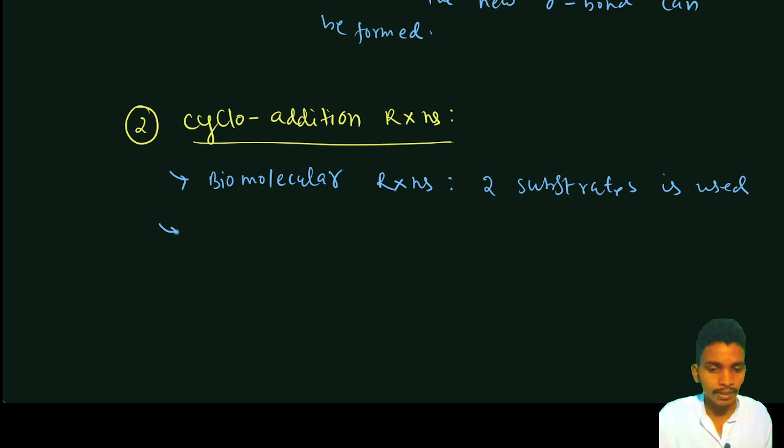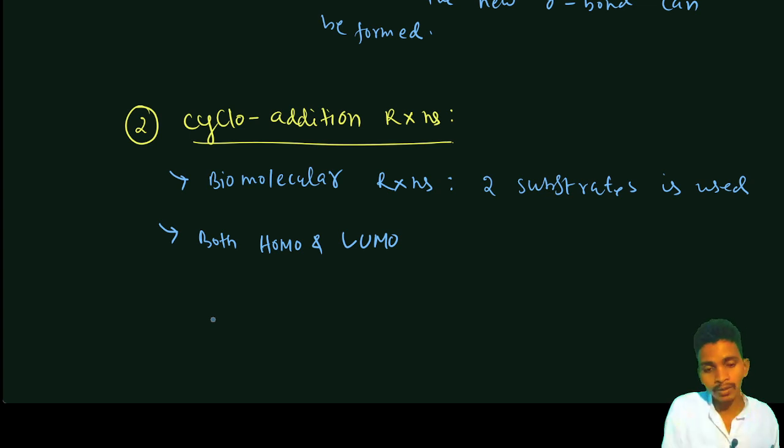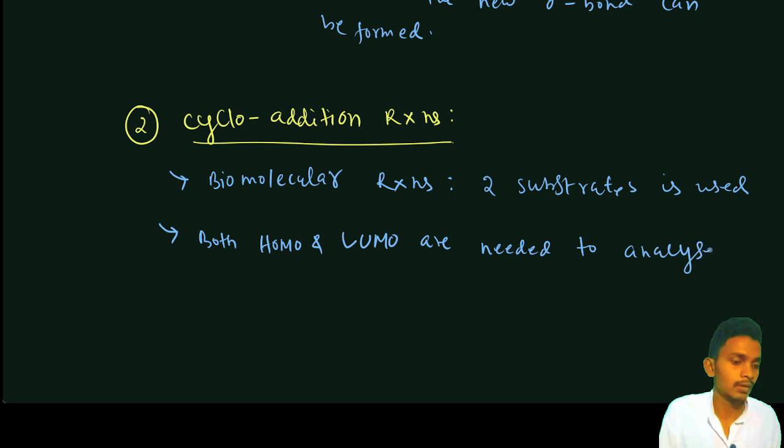The next point is that unlike electrocyclic reactions, where only the HOMO frontier orbital is used to analyze the reactions, in cycloaddition reactions both HOMO and LUMO frontier orbitals are needed to analyze the reactions. So this is the difference between electrocyclic reactions and cycloaddition reactions.